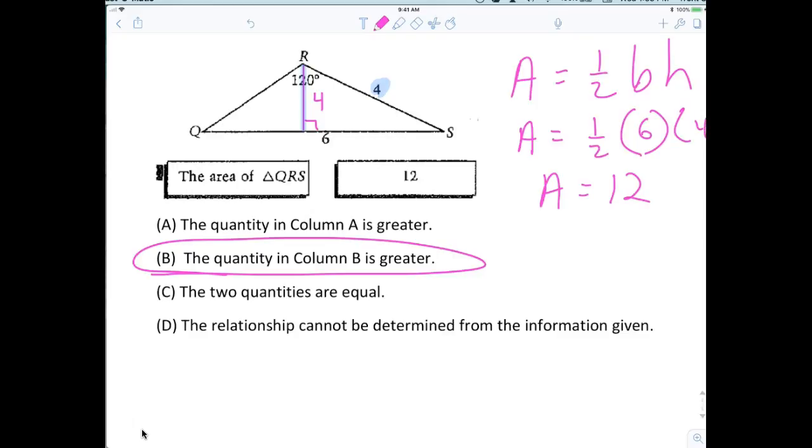Is it possible to find the area with the degree? No. You have to learn trig. Yeah. All right, I'll show you, but right now we can't. All right. So here we go.